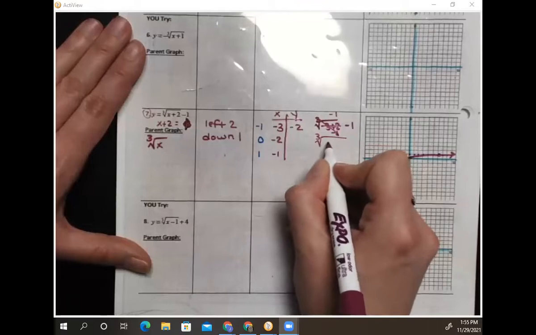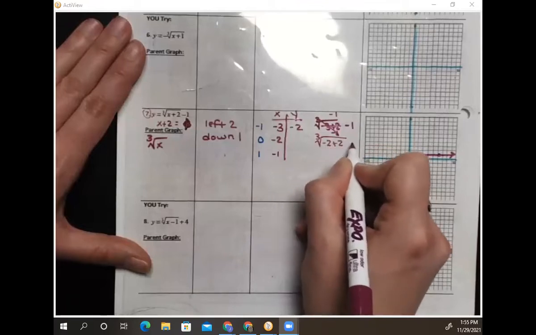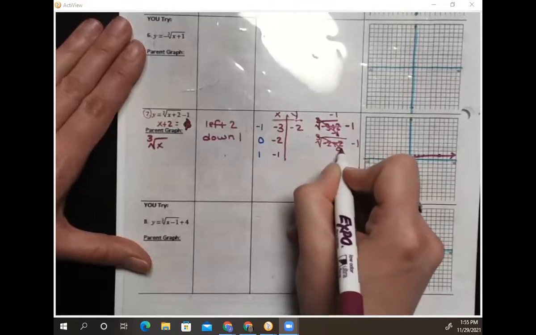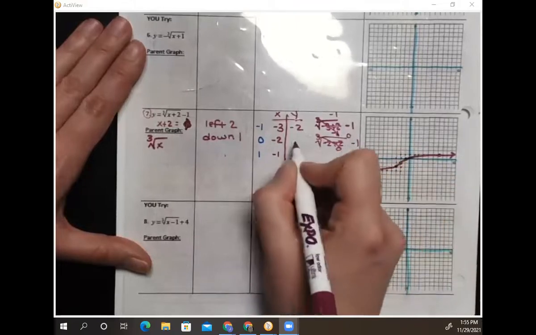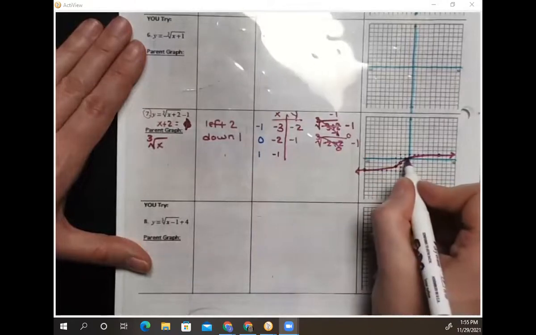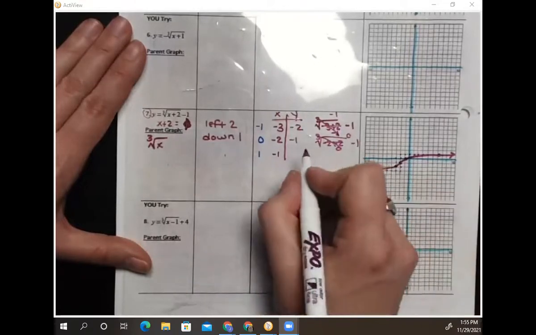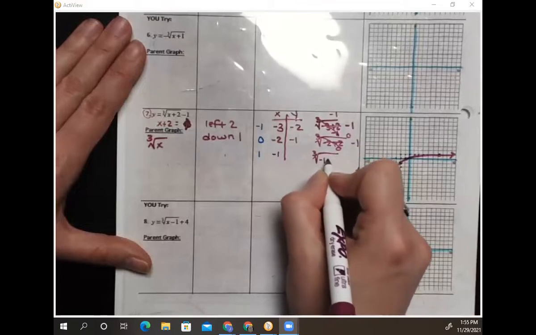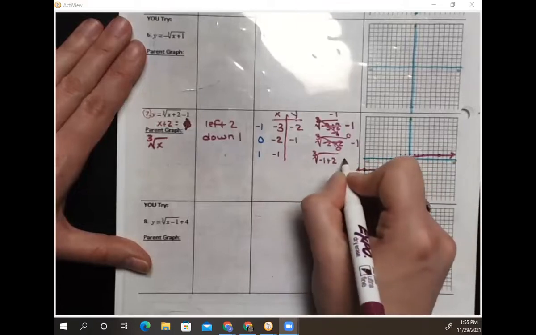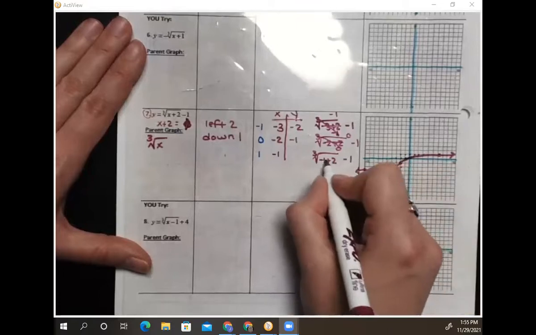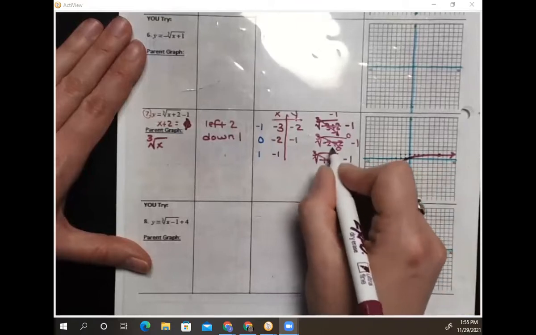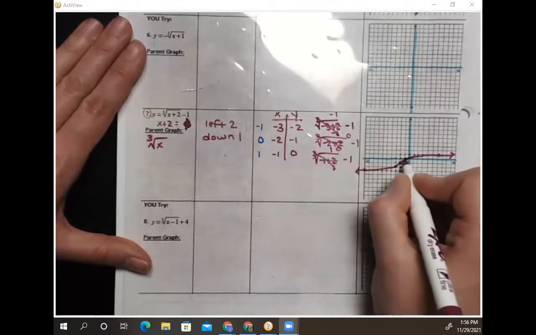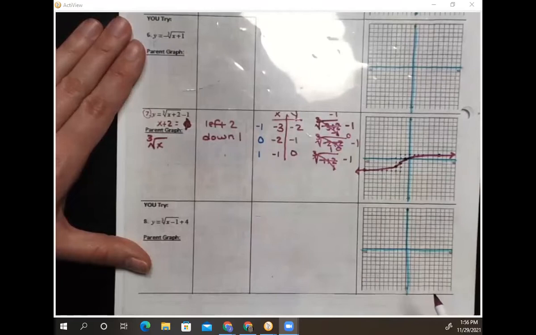For our next one, I have the cube root of -2 plus 2 minus 1. -2 plus 2 is 0. The cube root of 0 is 0. 0 minus 1 is -1. So I have the point -2, -1. And then finally, the cube root of -1 plus 2 minus 1. -1 plus 2 is 1. The cube root of 1 is 1, and 1 minus 1 is 0. So I have the point -1, 0 on my graph.